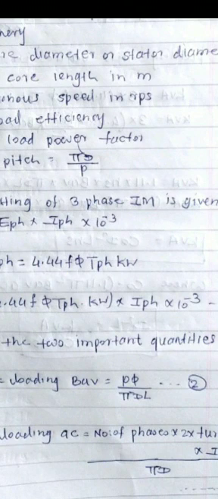Then specific electric loading AC is equal to number of phases into 2 into turns per phase into IPH divided by pi D. This is the specific electric loading, and call this equation number 3.